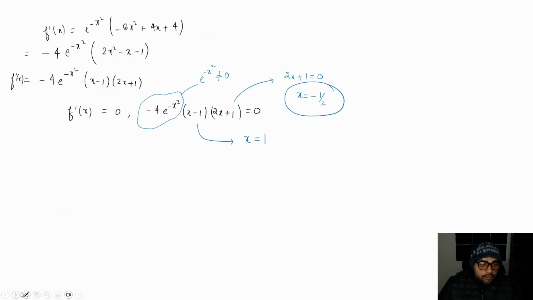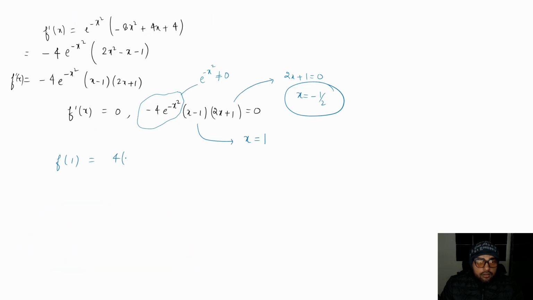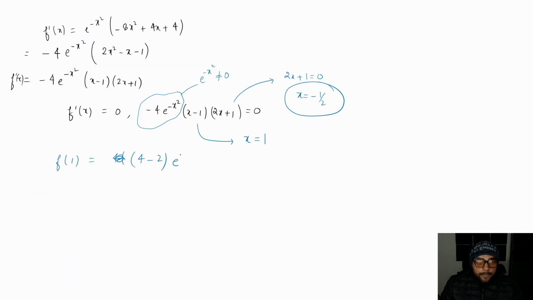So we will plug these values into the function of x. We'll be getting f(1), whatever the function was, 4x minus... negative 2 e raised to the power negative x square... So it will be 2 e raised to the power negative 1. Similarly, plugging the value of the second critical point, that is negative 1 by 2, the value will be 2 e raised to the power negative 1.